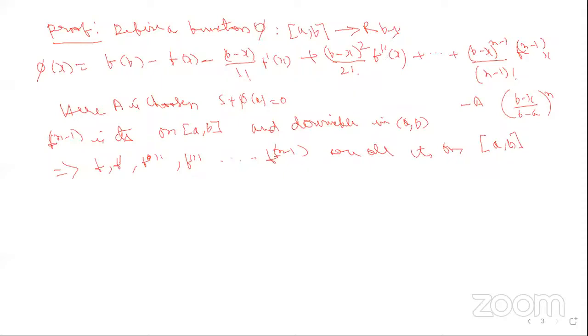All continuous on [a, b] and derivable in open interval (a, b). Also, ((b minus x) divided by (b minus a)) whole power p — this is not p, this is p as the whole power — is continuous.